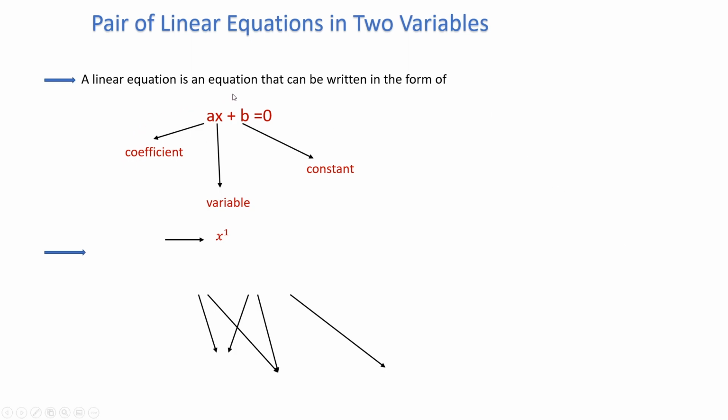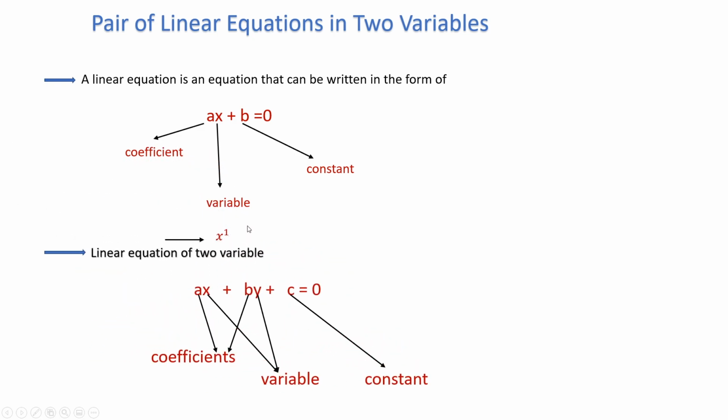A linear equation is an equation that can be written in the form of ax plus b is equal to 0. a is the coefficient, x is the variable and b is the constant. The power of x in this always remains 1.